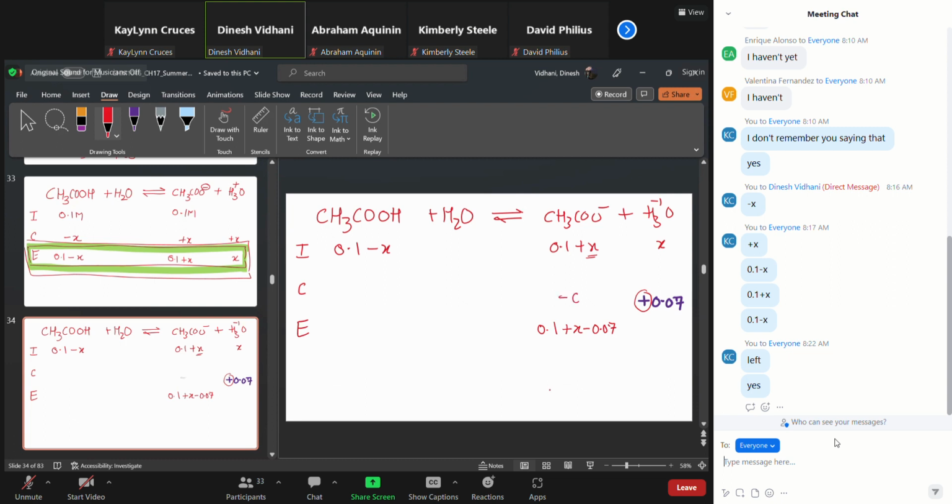So this one, 0.07, and this one plus 0.07. Now, did you notice something here? Despite you added hydronium ion here, we put the negative sign. And now you know where this negative sign is coming from. Because when you increase the concentration of hydronium ion, you are shifting the equilibrium to the left. You are generating undissociated acid.